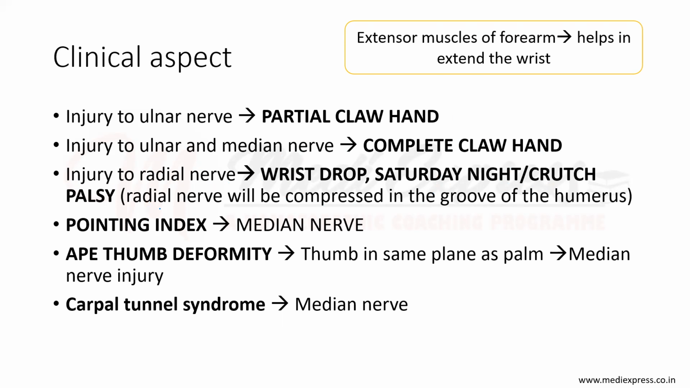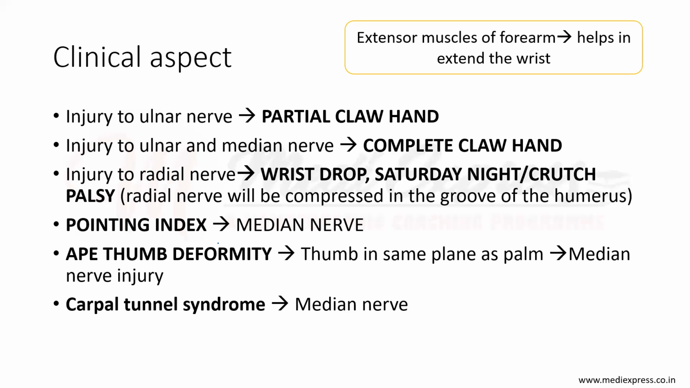Now, what happens here? The radial nerve will be compressed in the groove of the humerus in case of a Saturday night palsy. In Saturday night, people go for partying and get drunk, and sometimes, depending on the position of the person sitting in the chair, the entire radial nerve gets compressed between the handle of the chair and the humerus. So what will happen at that point of time? There will be a wrist drop as well as Saturday night palsy and crutch palsy.